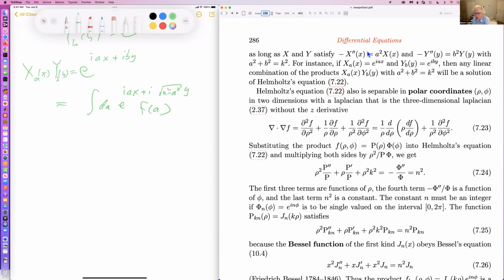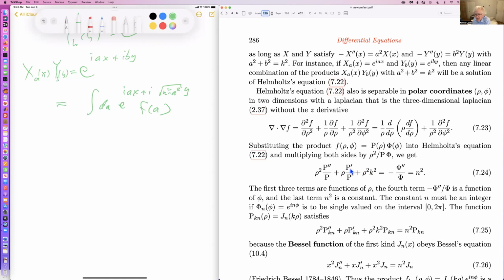So that was Helmholtz's equation in rectangular coordinates. It also separates in polar coordinates. In polar coordinates, what we have is the three-dimensional Laplacian, but without the z derivative. And so we have this expression here. Now we write f as rho times phi. We substitute in here, and then we get rho squared p double prime over p plus rho p prime over p plus rho squared k squared equals.